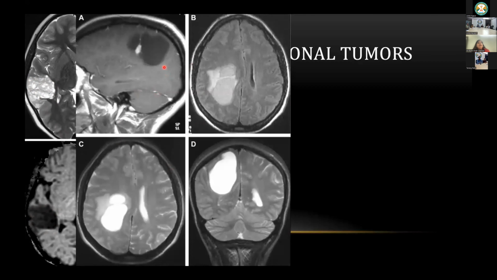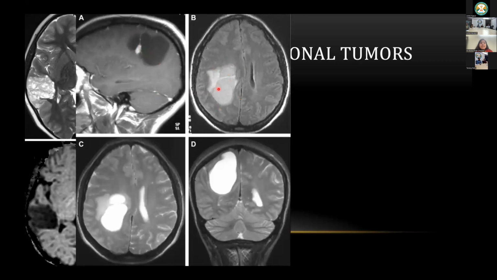Another example, this is a typical ganglioglioma with a typical cyst with a nodule configuration. As we can see here on this post-contrast image, there is a large cyst sitting over here in the parietal lobe, and there is a small mural nodule within the lesion with a few septations which are also enhancing.